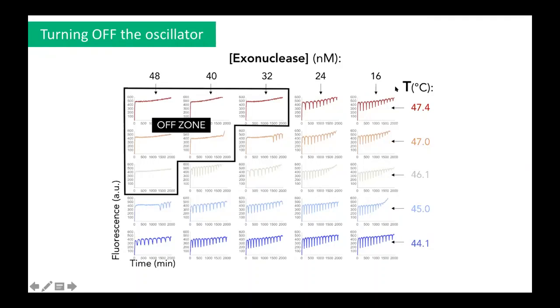We have two ways to turn off the oscillator. One is by having a high concentration of exonuclease, so you are in the off zone. The other one is by increasing the temperature. So we can use the exonuclease to tune at which temperature we turn off our system. And then, of course, we can use the temperature to turn it off. The question is, once we turn it off, can we turn it on again?